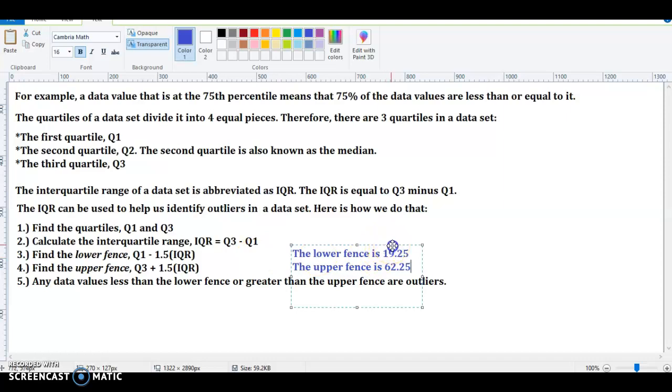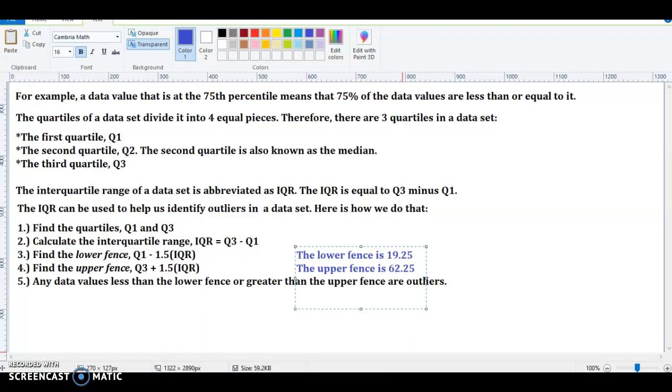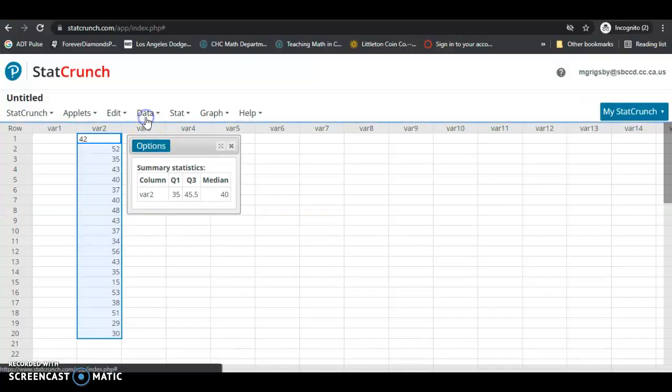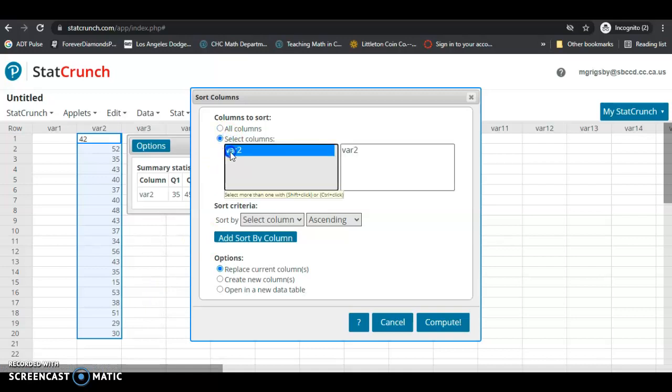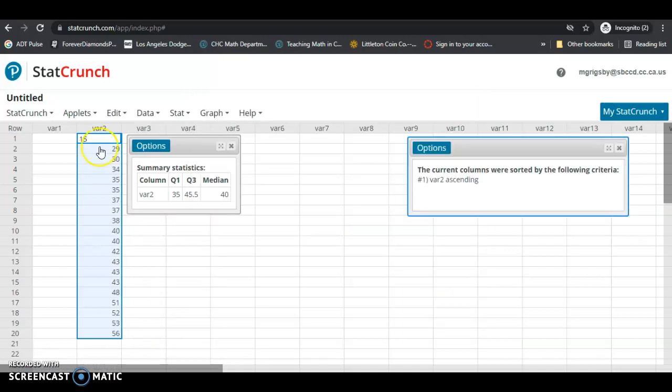The fences, the lower fence and upper fence, are like your cutoffs for data values that are going to be outliers. So what we want to do is sort the data first. We can see the only outlier is the number 15. And let's check our answer.